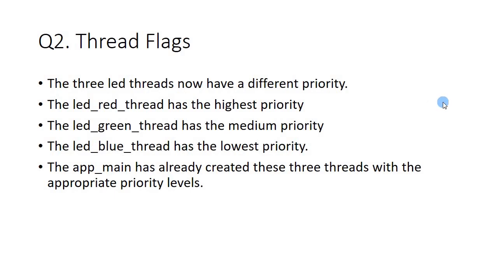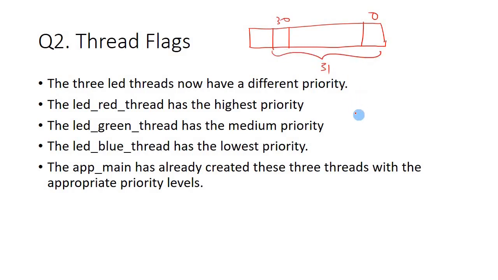Question 2 is on thread flags. If you look back at our lecture slides, you can see that each thread comes with a built-in flag mechanism. Basically, you have flags from 0 all the way to 30, a total of 31 flags. In order to use the flags, what is important is when you create the threads, you must capture the thread ID. You can actually see that in the examples in our lecture slides. In this question we have 3 threads.